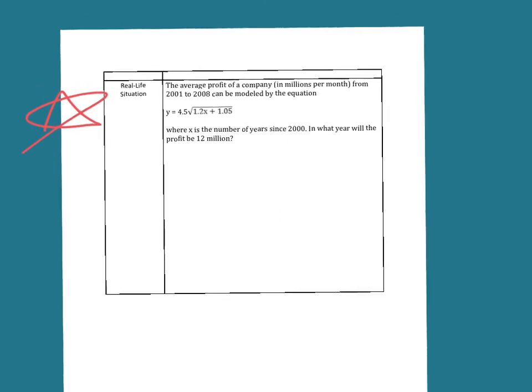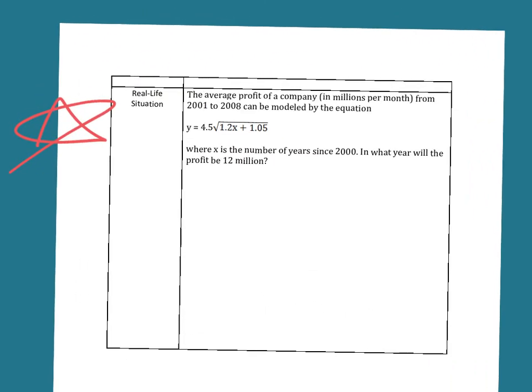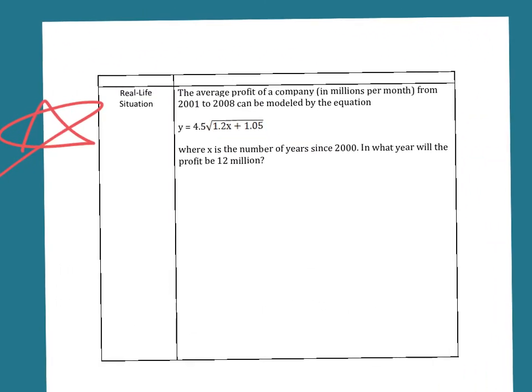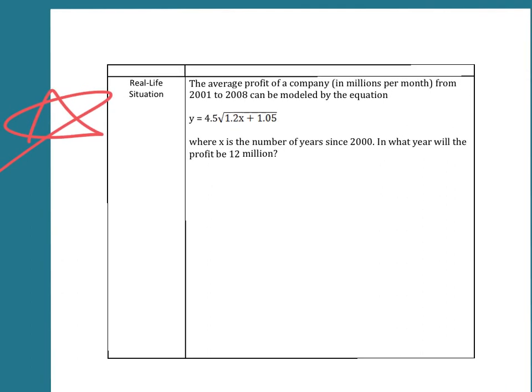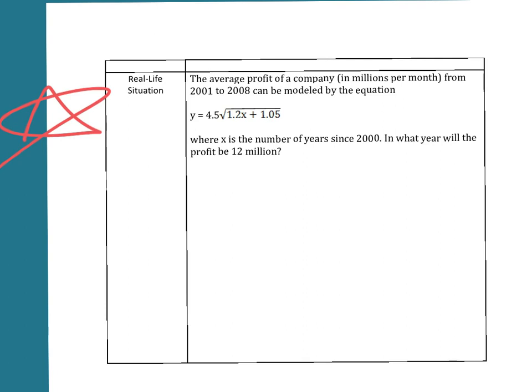This is a test question. Star it. The average profit of a company in millions per month from 2001 to 2008 can be modeled by the following equation, where x is the number of years since 2000. In what year will the profit be 12 million?